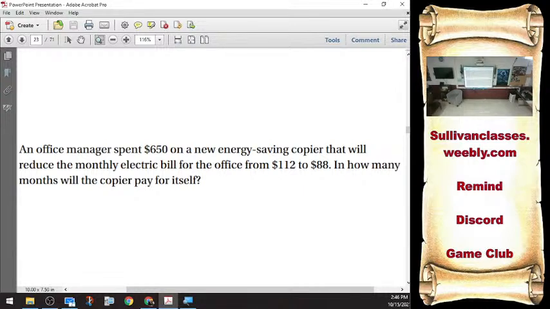The question at the end tells me my variable. How many months will the copier pay for itself? So that means I'm going to have an M for month on both sides of this equation.